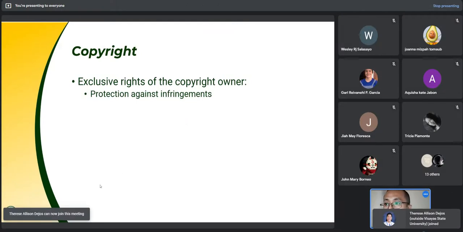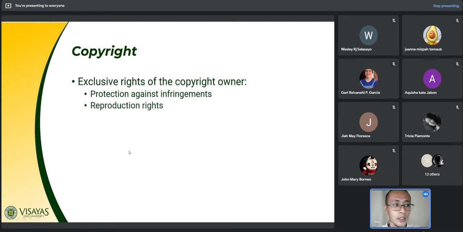Okay? Another benefit as a copyright owner is that you have the right, class, to reproduce the material that you have created. Like, class, naka-publish ka og poem. So you have the right to reproduce the poem that you have created. And then from there, once you try to reproduce the article, you can earn money.